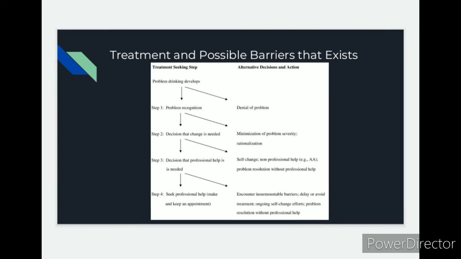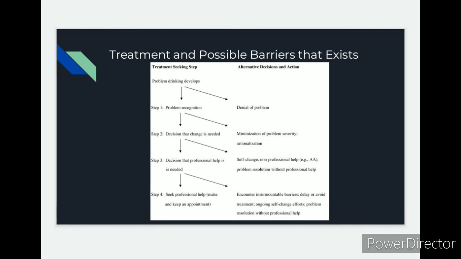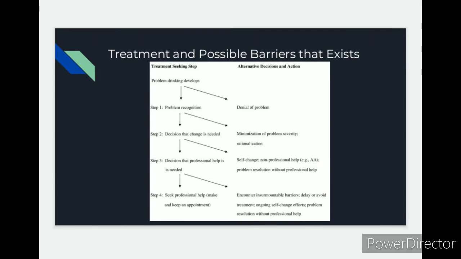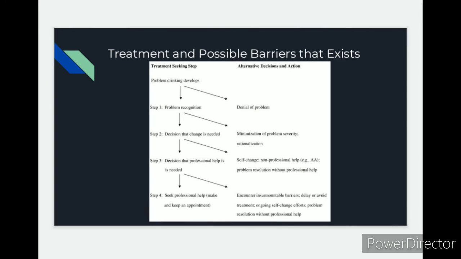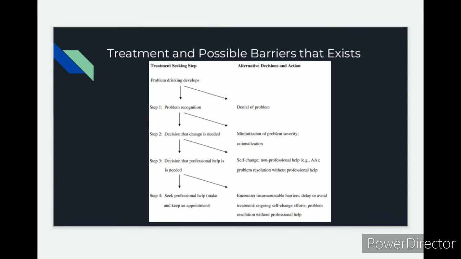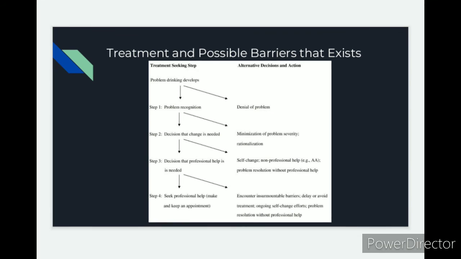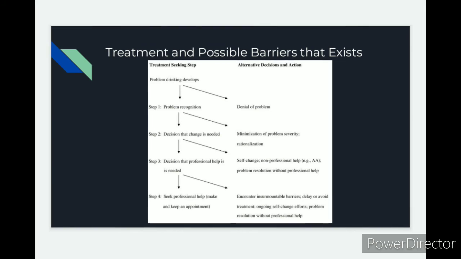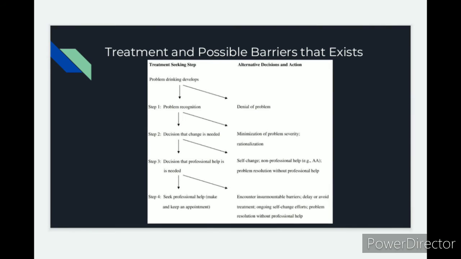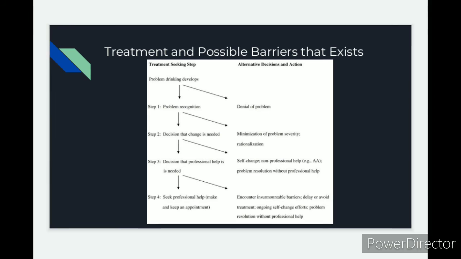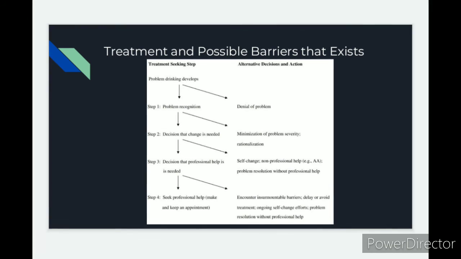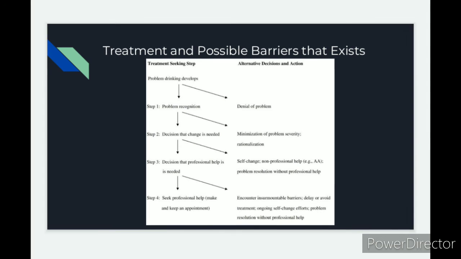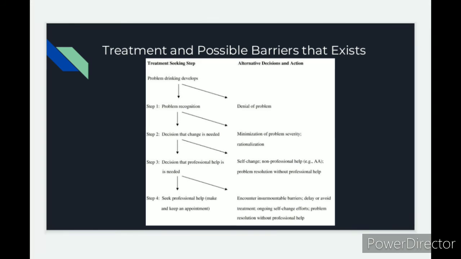Treatment-related barriers are aspects of treatments such as cost or the treatment system, which can be the unavailability or difficulty accessing the treatment systems, which can hinder treatment seeking. This is the model of the steps of the treatment seeking process. The drinking problem develops. Step 1. Problem recognition. An alternative to this is denial of the problem.